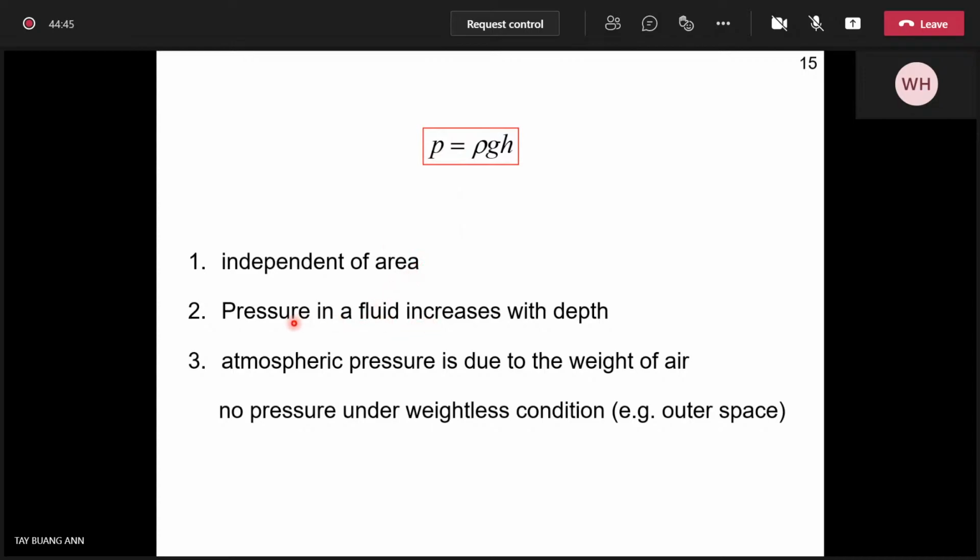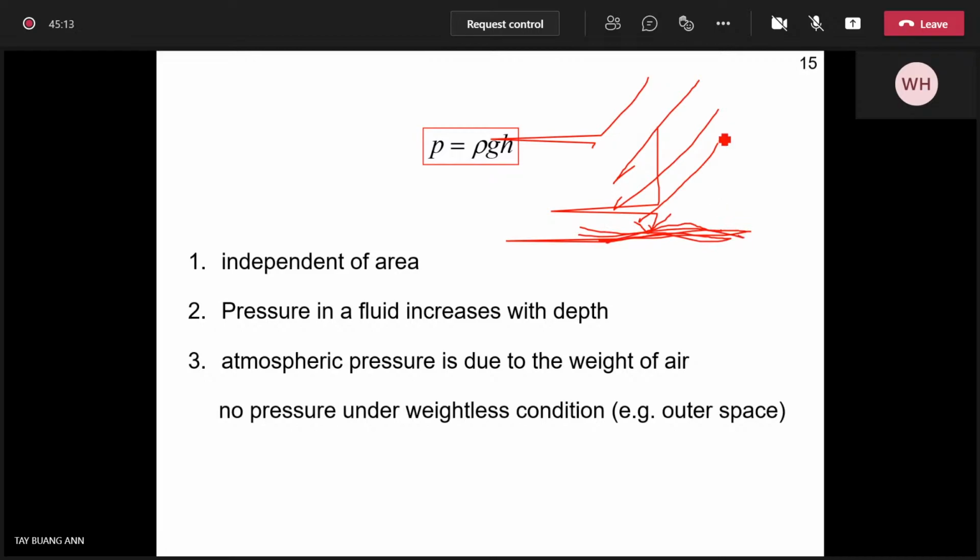Okay, so you can see that pressure in fluid increases with depth, because the deeper you go, there will be more weight above that level, and therefore the force will be larger, and hence the pressure is also larger. Okay, for example, this is water. At this level, all the weight of the water above, the fluid, will act on this level. Okay, and therefore the deeper you go, more weight above you, and therefore pressure is larger.